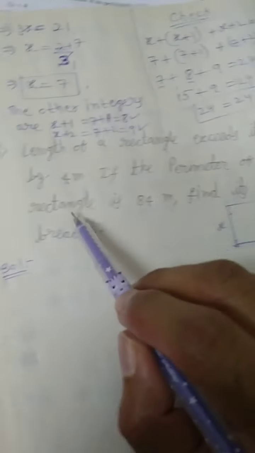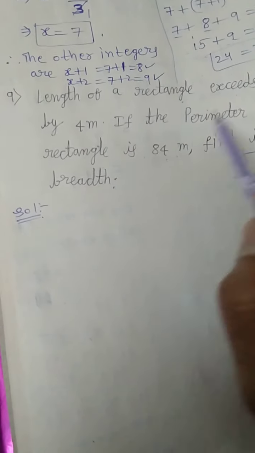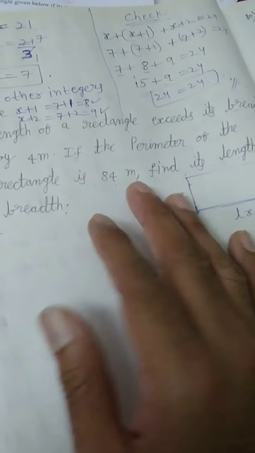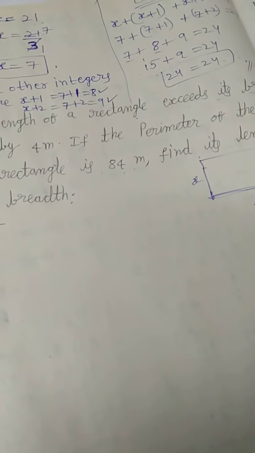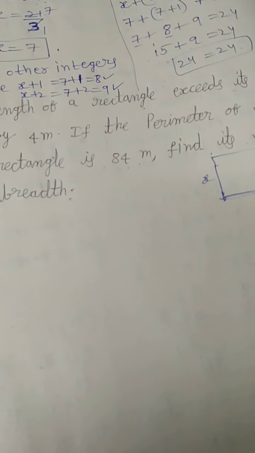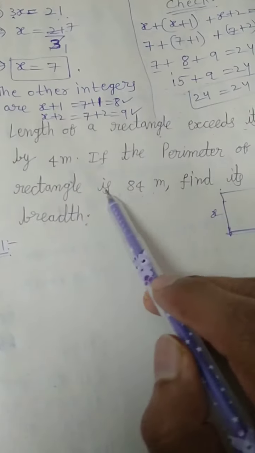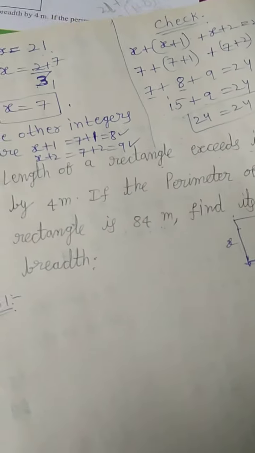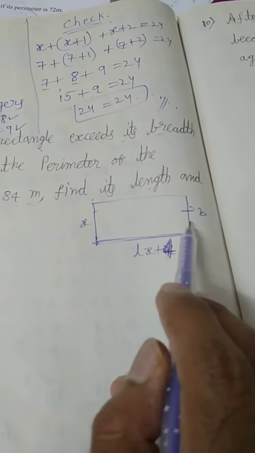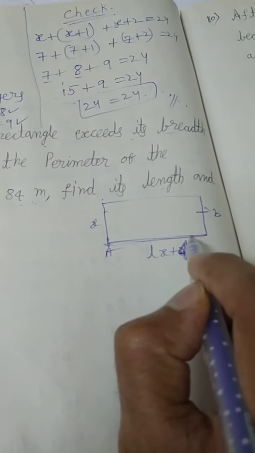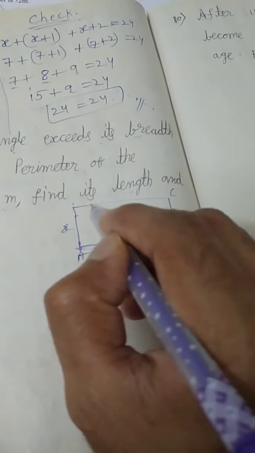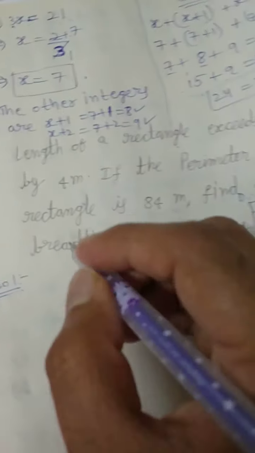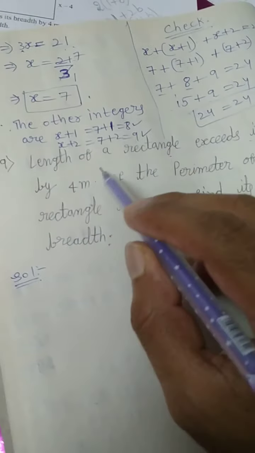If the perimeter of a rectangle is 84 meters, already you know the general formulas of geometry, I think. If the perimeter of the rectangle is 84 meters, find its length and breadth, he is asking. So you should draw this diagram, children. Suppose A, B, C, D. A, B, C, D is a rectangle. In this rectangle, first what he is asking.